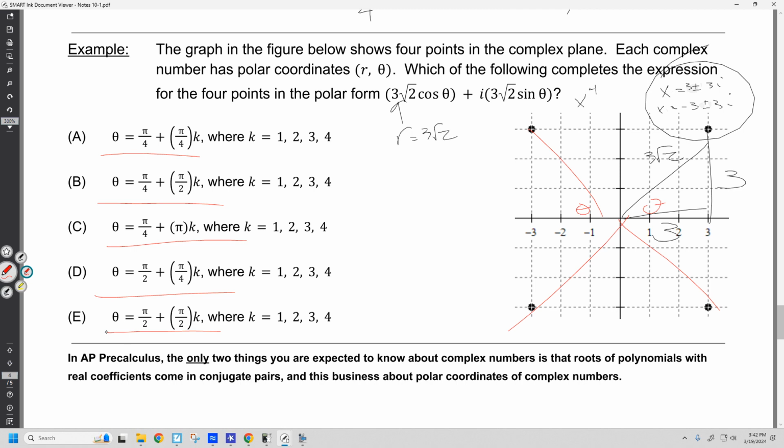If this is 3 and this is 3, what's the angle? They're telling me they plotted these points. These points are plotted. I can see it. 3 and 3.